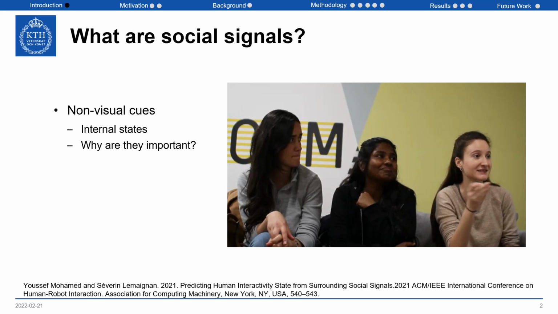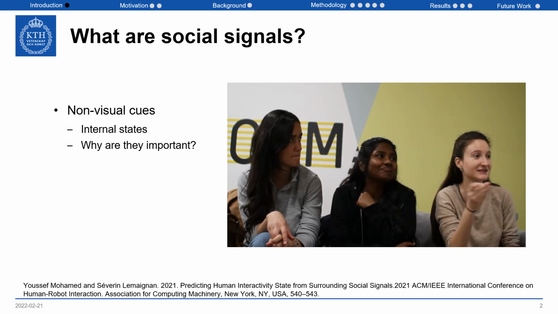That's why in robots we need to use more multimodal systems to understand more about human social signals, especially when it comes to internal states. Internal states are a bit harder to understand as they describe the internal state of the person instead of a visual state. Internal states are important because they help us understand more about humans, and it makes our perception systems more robust.